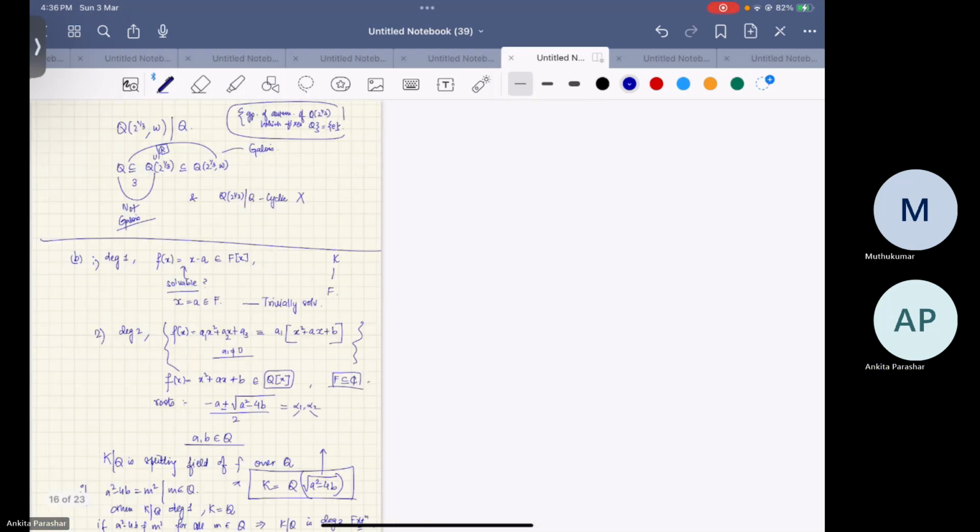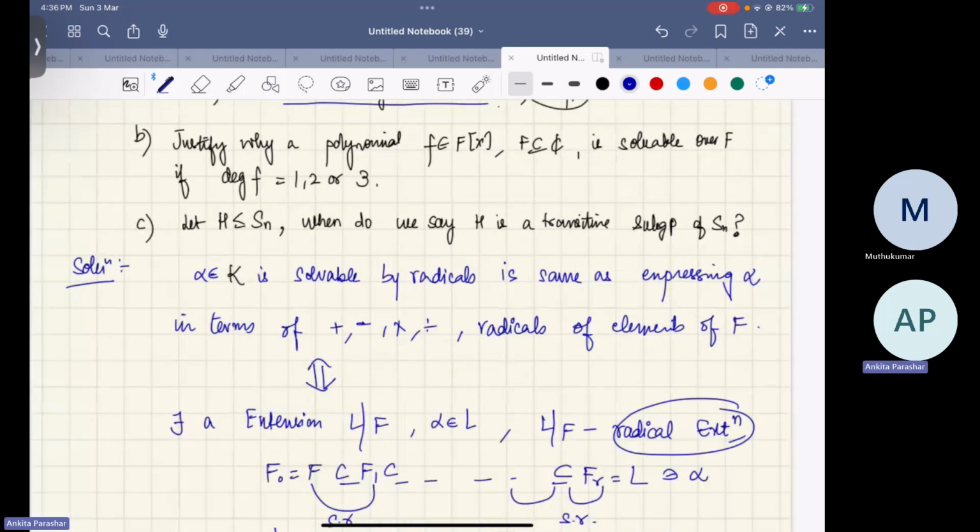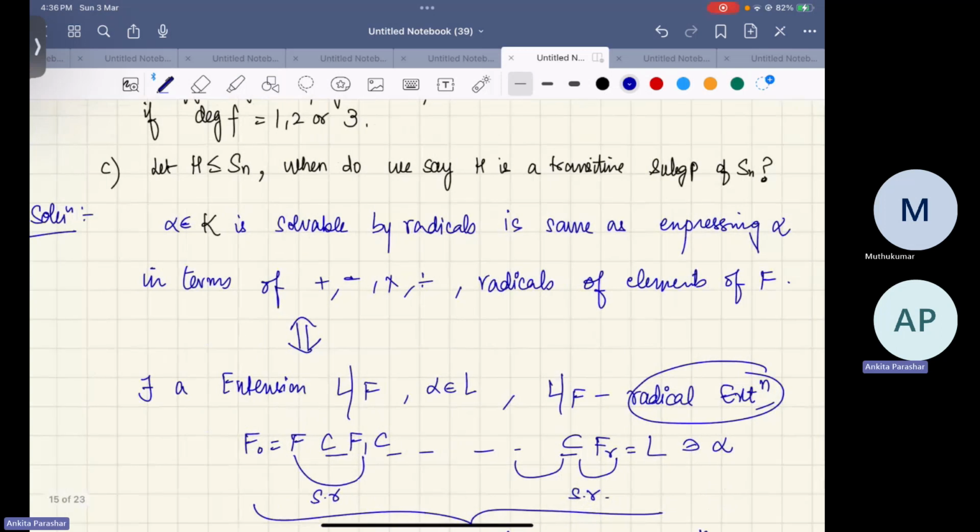Alright, so this is one question. The other question is, suppose we have H, a subgroup of Sm. When do we say H is a transitive subgroup of Sm?